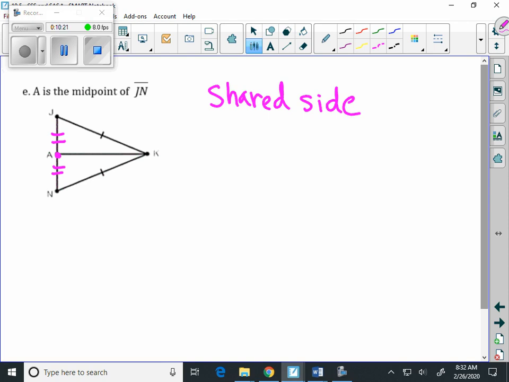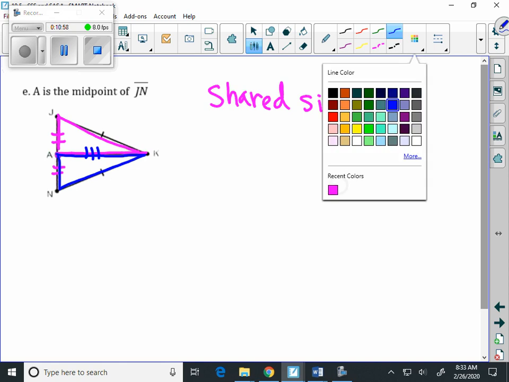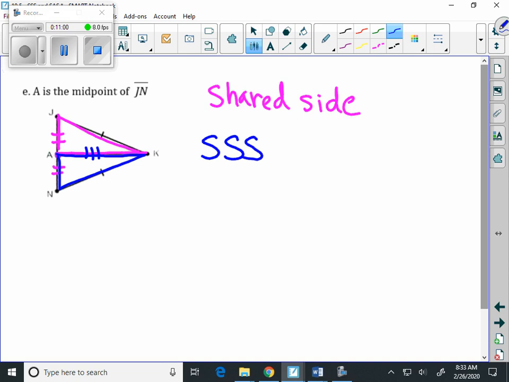And maybe I should have done it first, but shared side. The shared side is in both. So we've got this triangle here, then we have this triangle here, but in the very middle here is that shared side. It's both pink and blue. And now what we're looking for is, do we have side, side, side? Or do we have side, angle, side? And we don't have any angles marked on this one. So this must be side, side, side.